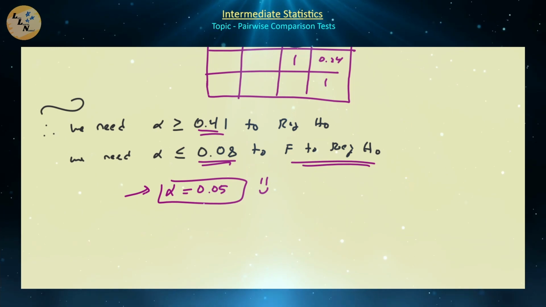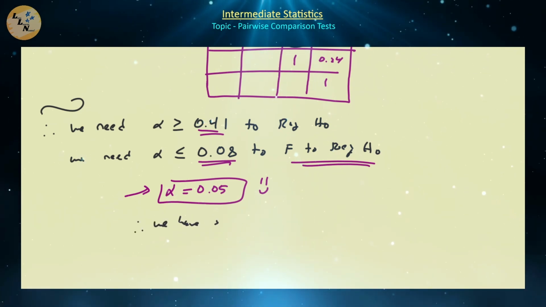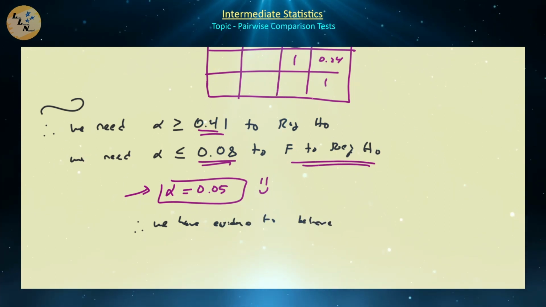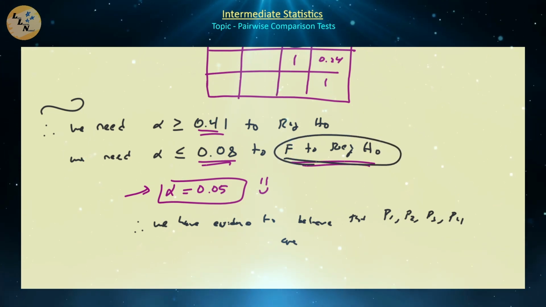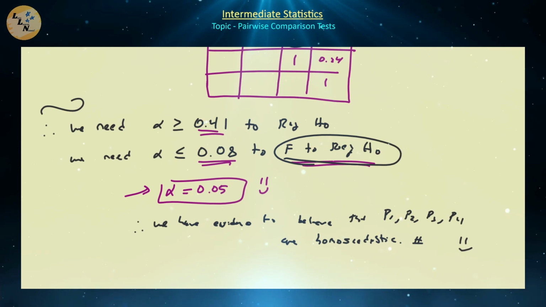That means we have evidence to believe what? So if this test is actually appropriate, i.e. the normality test is satisfied, that means we have evidence to believe that P1, P2, P3, and P4 are what? So again, we're failing to reject the null hypothesis. That means we have evidence to believe that they are homoscedastic to one another. So they are homoscedastic, or we believe that they are. We have evidence to believe that they are homoscedastic to one another.